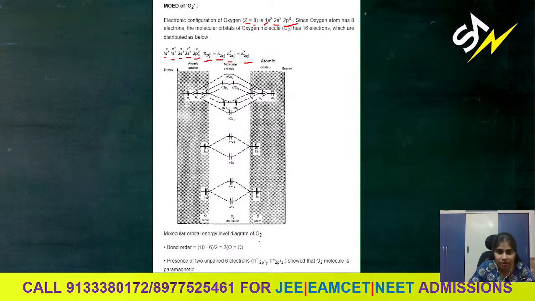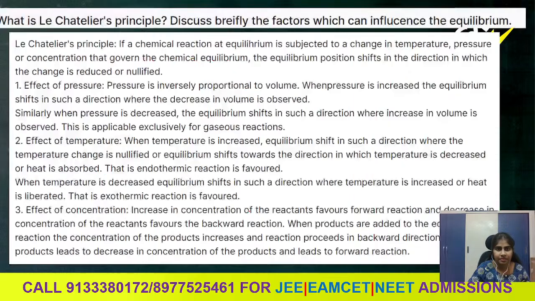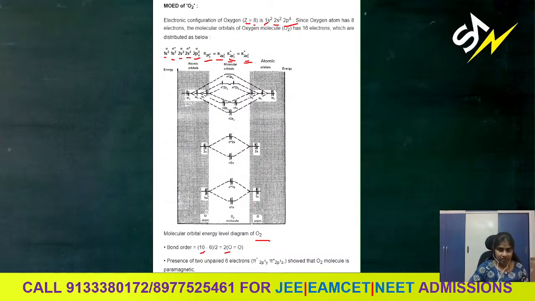If this type of configuration is there, calculate the bond order. You will get the bond order value as 2. It means one oxygen is linked to the other by 2 bonds. You can see 2 unpaired electrons in pi star. These unpaired electrons mean that it is paramagnetic in nature. You can see, in this way you need to write the answer for these questions.